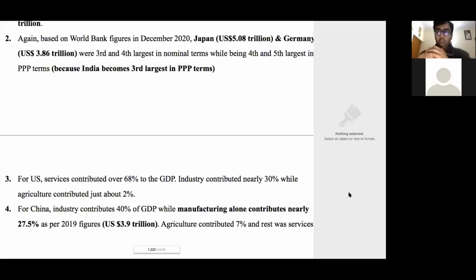Then you can remember what is the percentage of the different major sectors of India's economy. How much does services contribute? How much does industry contribute? How much does agriculture contribute? And within industry, how much does manufacturing contribute? Because industry is composed of three things, which are manufacturing, mining, and construction. So you can remember that.